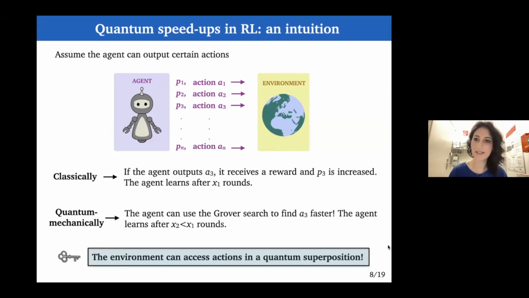And so this is exactly the key. This is also what I was saying before. The key of all of this is that the environment can access actions in a quantum superposition from the agent. And this basically allows the implementation of a Grover search protocol.